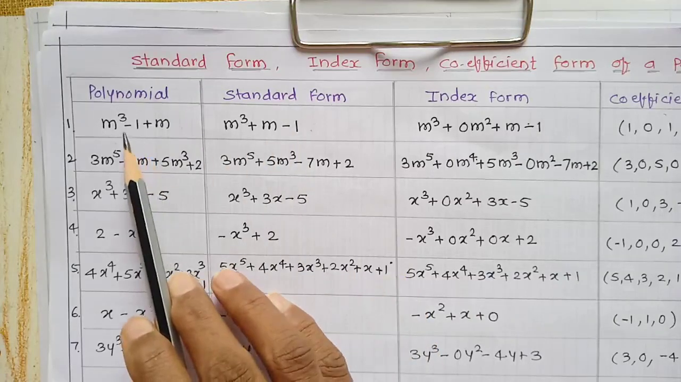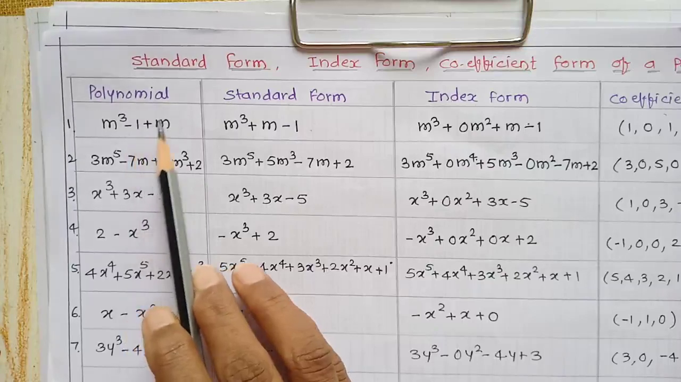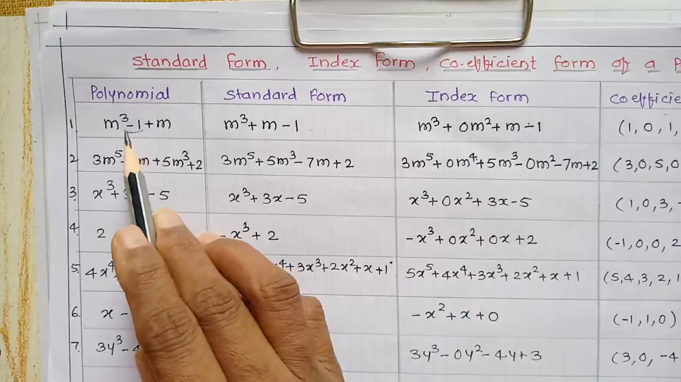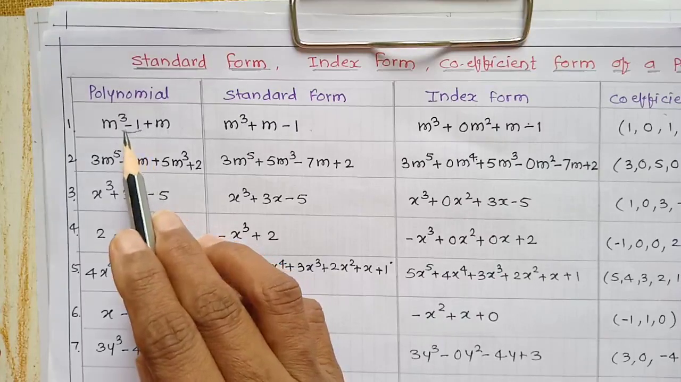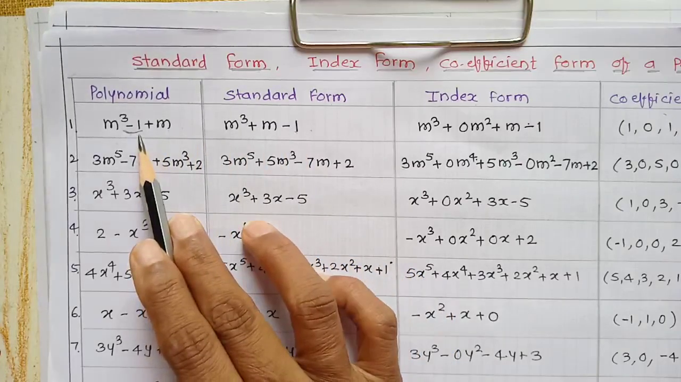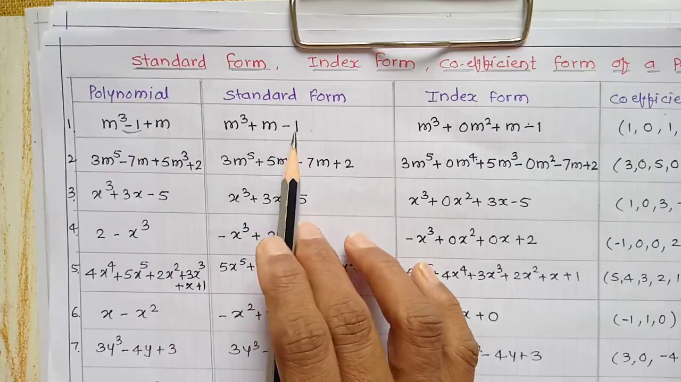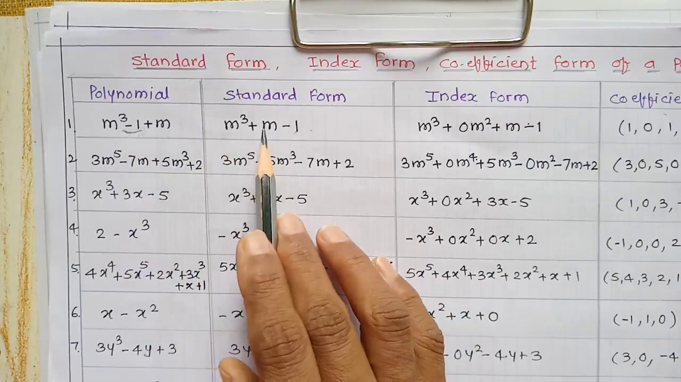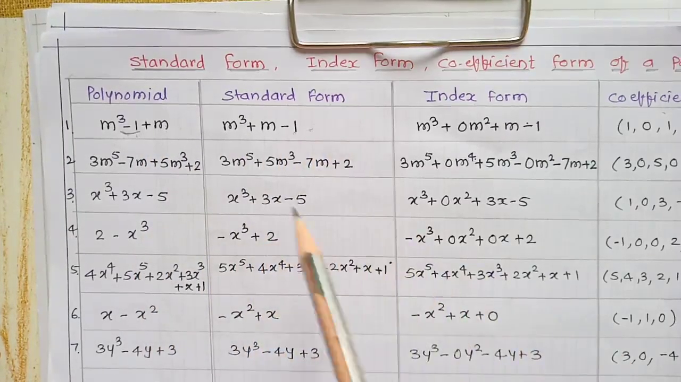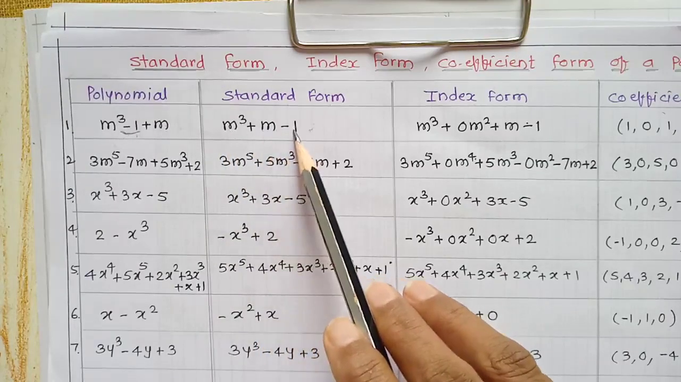See children, while I am exchanging the places of the terms of the polynomial, I have to think about the sign. So here minus 1 will be lifted up to here. We have to pick the number or the coefficient with its sign itself. Therefore plus m will go here and minus 1 will go at the back. So the standard form is m cube plus m minus 1.